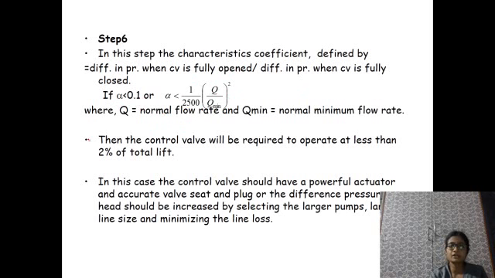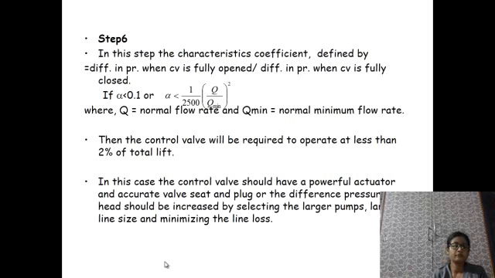then the control valve will be required to operate at less than 2% of the total lift. In this case, the control valve should have a powerful actuator and an accurate valve seat and plug, or the difference pressure head should be increased by selecting a larger pump, larger line size, and minimizing the line loss. So these 6 basic steps are to be followed for designing a properly sized valve.